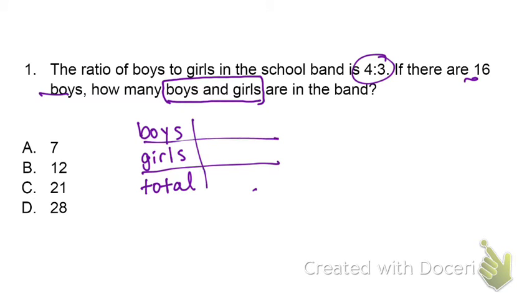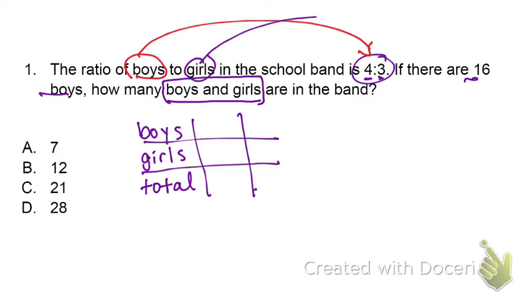Okay, so if the ratio is 4 to 3, that means one of these numbers represents a 4 and one represents a 3. But I have to figure out which is which. So what I do is I look at the order of the words. The first word goes with the first number. Then the second word goes with the second number. So boys is 4, girls is 3. So if there were a total of 7 students in the band, 4 would be boys and 3 would be girls. Now, it says there are 16 boys.